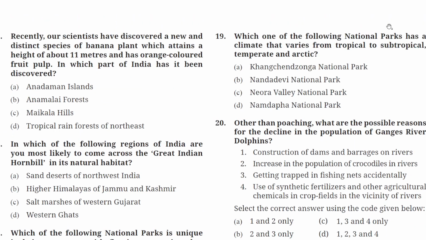19th. Which one of the following national parks has a climate that varies from tropical to subtropical, temperate, and arctic? All three types are found in which one of the following? Answer is the Namdapha National Park.